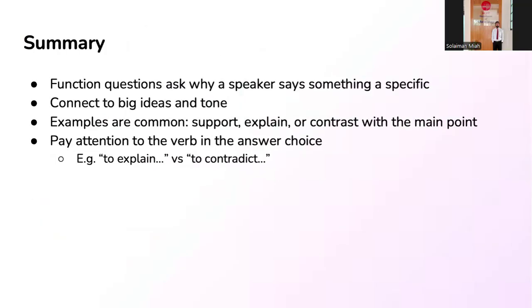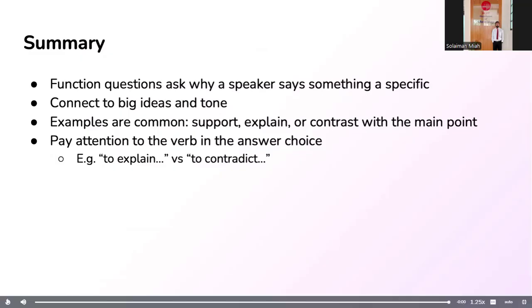Okay, now let's recap a bit. Function questions ask why the speaker says something specific, often a single sentence or an example or story. They require you to think about how different parts of the talk or conversation fit together. The most important clues come from the ideas before and after the specific detail that the question asked about, and sometimes from the speaker's tone. And when you look at the answer choices, pay careful attention to the verbs used. Sometimes those by themselves are enough to cross out some options and get closer to the correct choice.